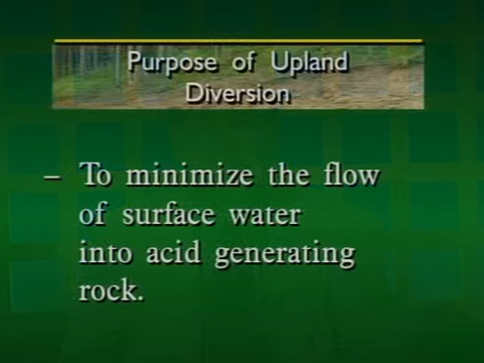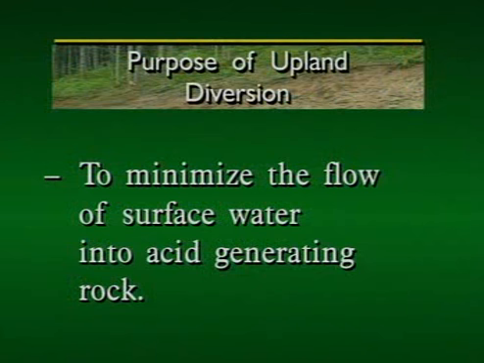Thanks, Jim. Upland diversions are perhaps one of the simplest means to minimize the effects of mining impacted waters. They can also be one of the least expensive measures. The purpose of an upland diversion is simply to minimize the amount of surface water that can enter the acid generating rock, or to ferry the water around that rock. If you limit the amount of water going into the rock, then automatically you limit the amount of water coming out, and thereby you'll have reduced the metals and the acid load.